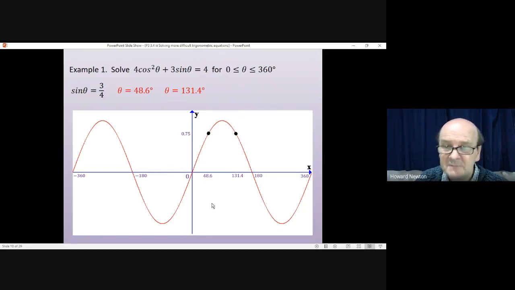Sometimes you have to go hunting for extra solutions, but in this case, you can see that there are only 2 solutions. Any other solutions would be back here before 180 or minus 180. Any further solutions would be up beyond 360 degrees.